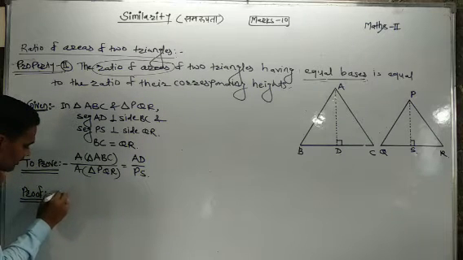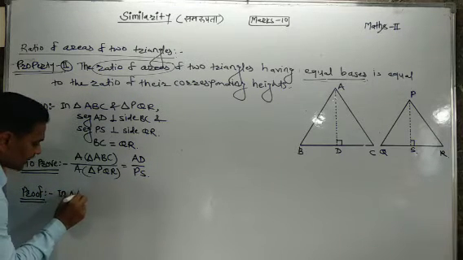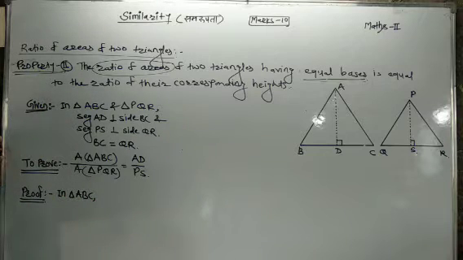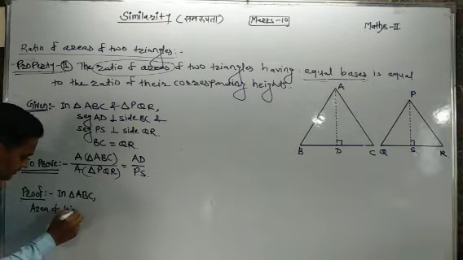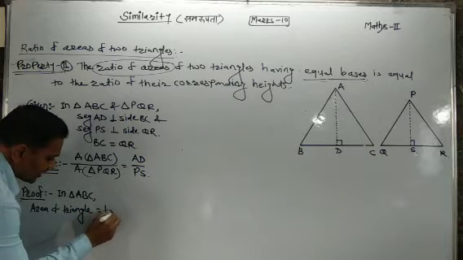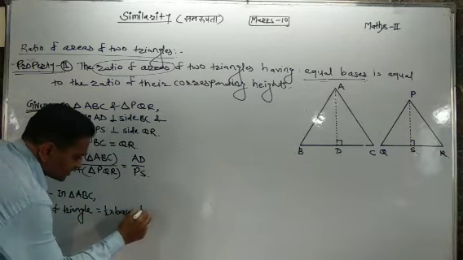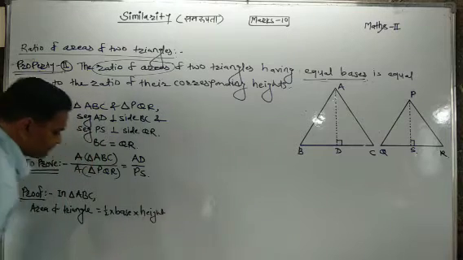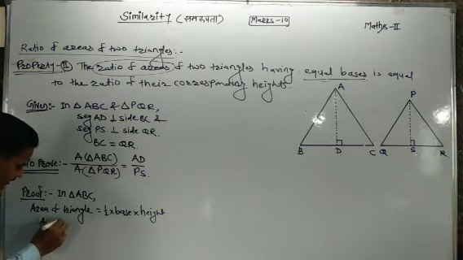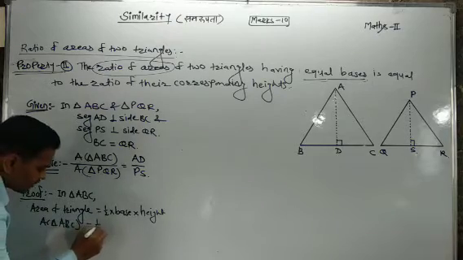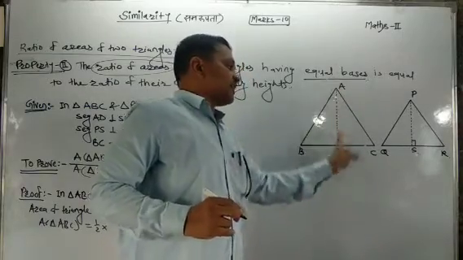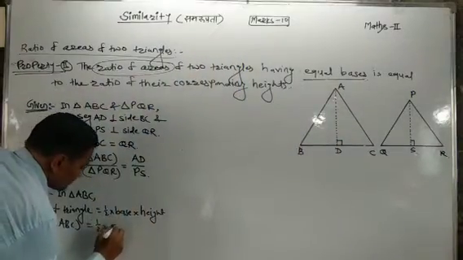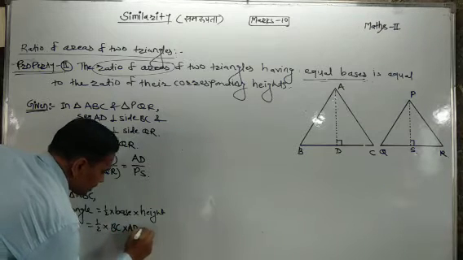Now in triangle ABC, write the formula for finding the area of a triangle. Area of triangle equals 1/2 into base into height. Right? Means area of triangle ABC equals 1/2 into base, which is the base of the first triangle BC, and the height of the first triangle AD, so 1/2 into BC into AD. This is step number 1.